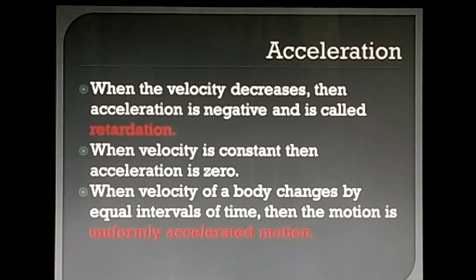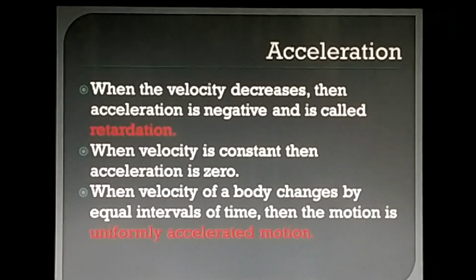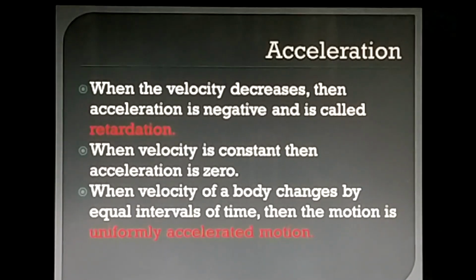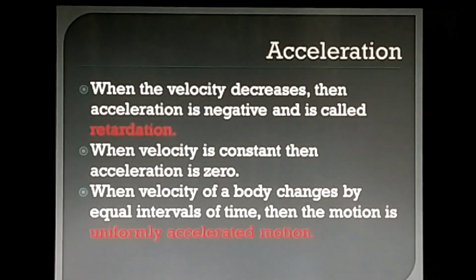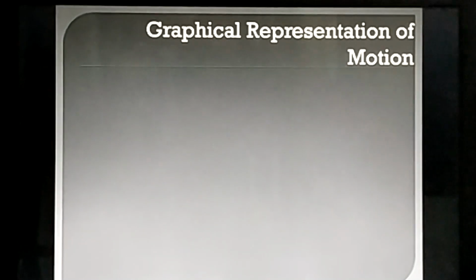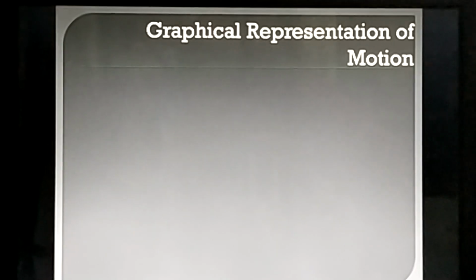And when the velocity of a body changes by equal amounts in equal intervals of time, then the motion is uniformly accelerated motion. Velocity जो है बॉडी की वो equal interval of time में continuously equally change हो रही है, then the motion is uniformly accelerated motion. Now we are moving to the next, that is graphical representation of motion.